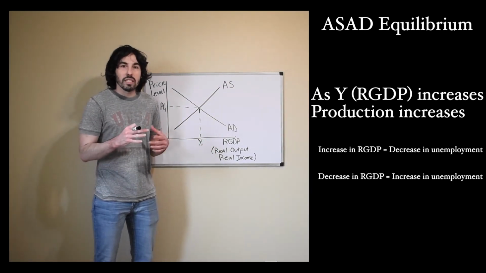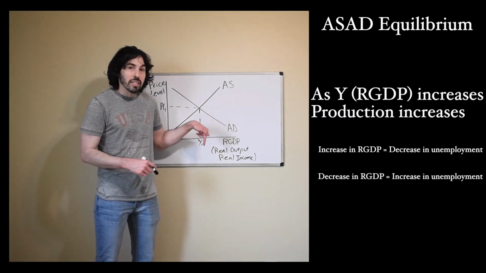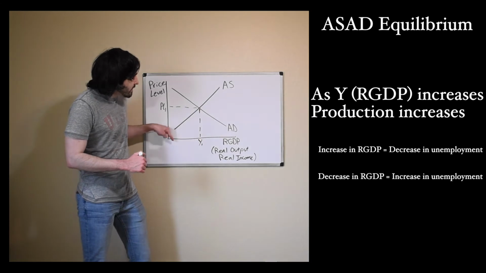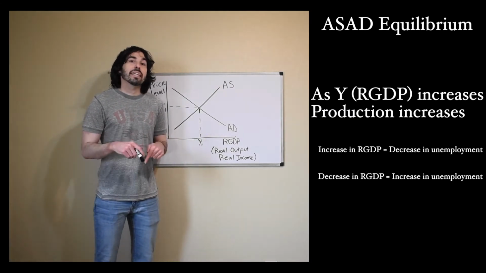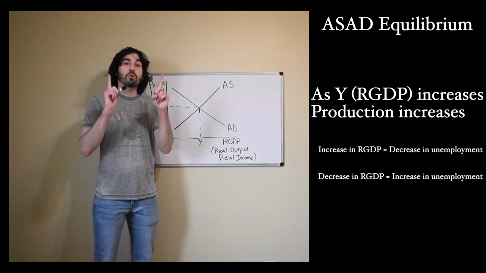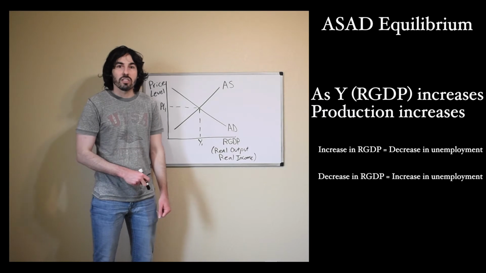As more stuff is being made, that means more people are going to have to be working and our unemployment rate will go down. If Y is decreasing and moving to the left, then production is decreasing, we're making less stuff, and your unemployment rate will be going up. Businesses aren't going to pay people to come in and not make stuff, so they're going to start firing people.